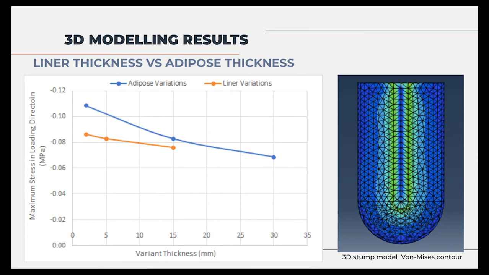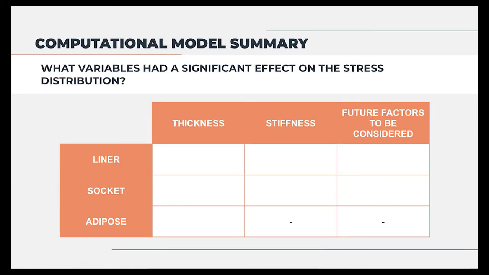Though, due to the increased runtime of these simulations and limited time frame available for this project, only the variations in adipose and liner thickness were completed, as this saw the most significant reductions in peak compressive stresses in the two-dimensional model. The three-dimensional model reinforced that the thicker both of these components were, the less stress the amputee's musculoskeletal system will experience.